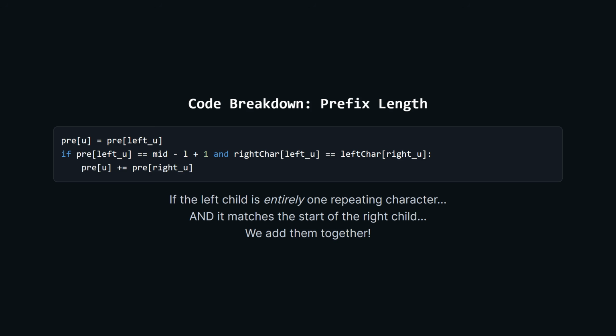Usually, the parent's prefix is just the left child's prefix. But, if the entire left child is made of the exact same character, and it matches the starting character of the right child, the block continues. So we add the right child's prefix to it.